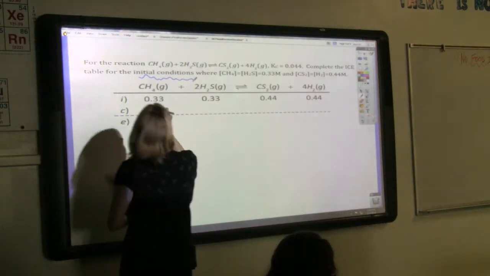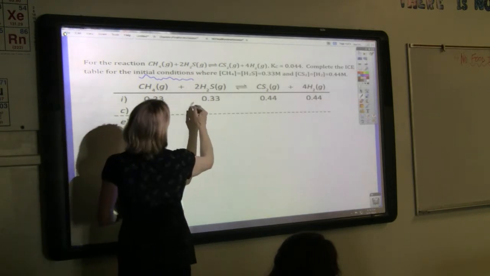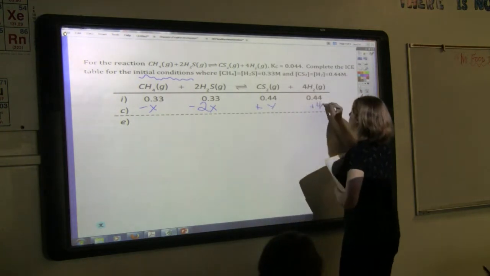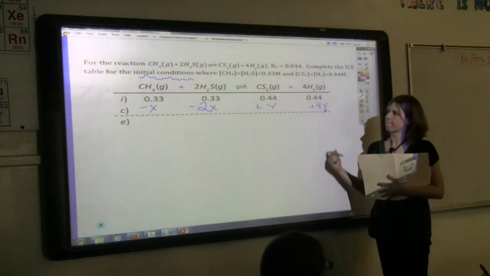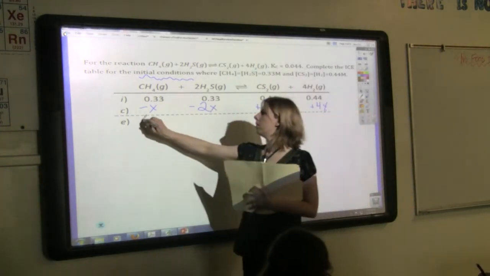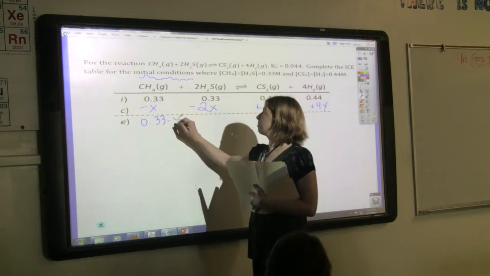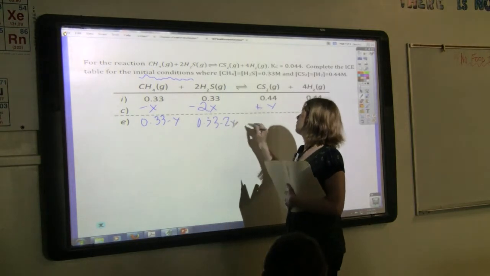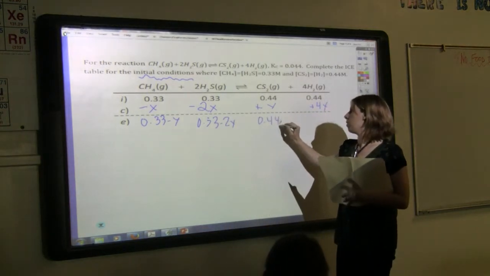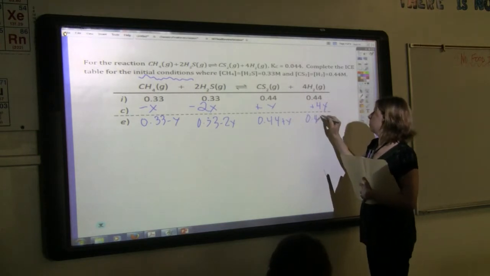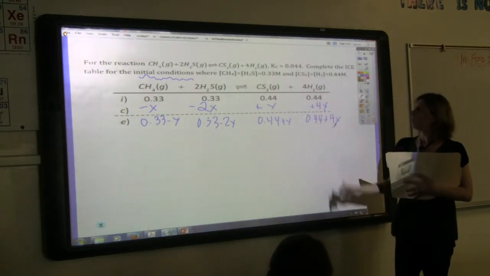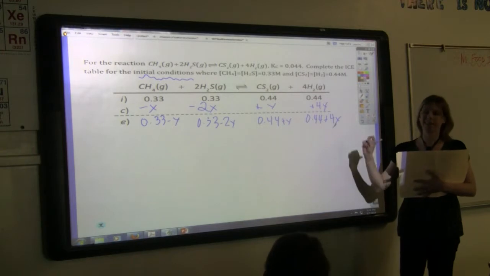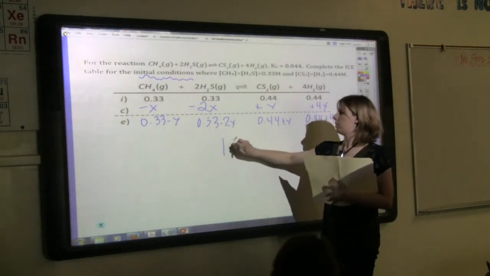So we do our minus x, minus 2x, plus x, plus 4x. And then we add it down. 0.33 minus x, 0.33 minus 2x, 0.44 plus x, 0.44 plus 4x. And then we would write our K expression. So in this case, what's it going to be?